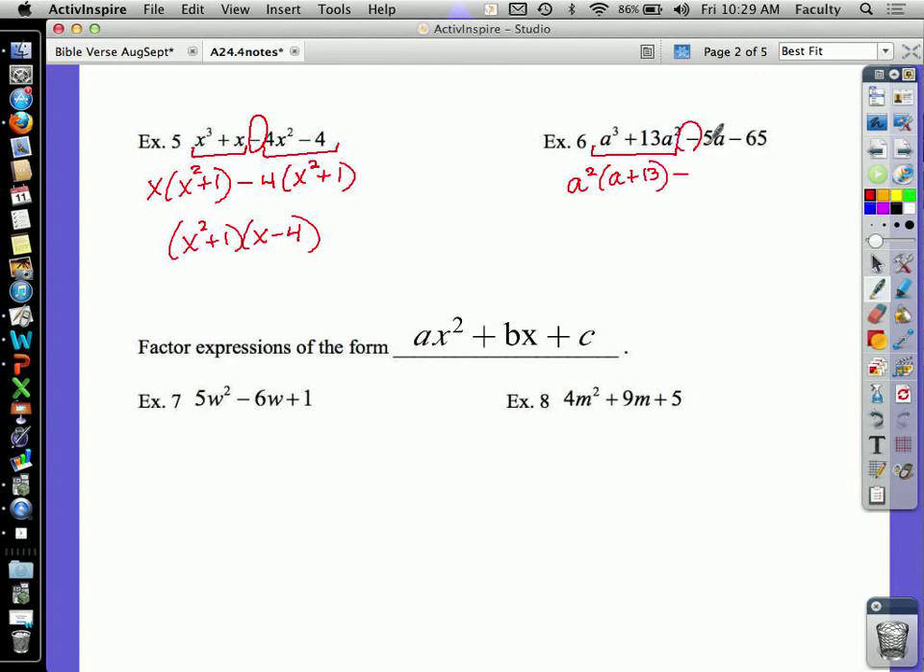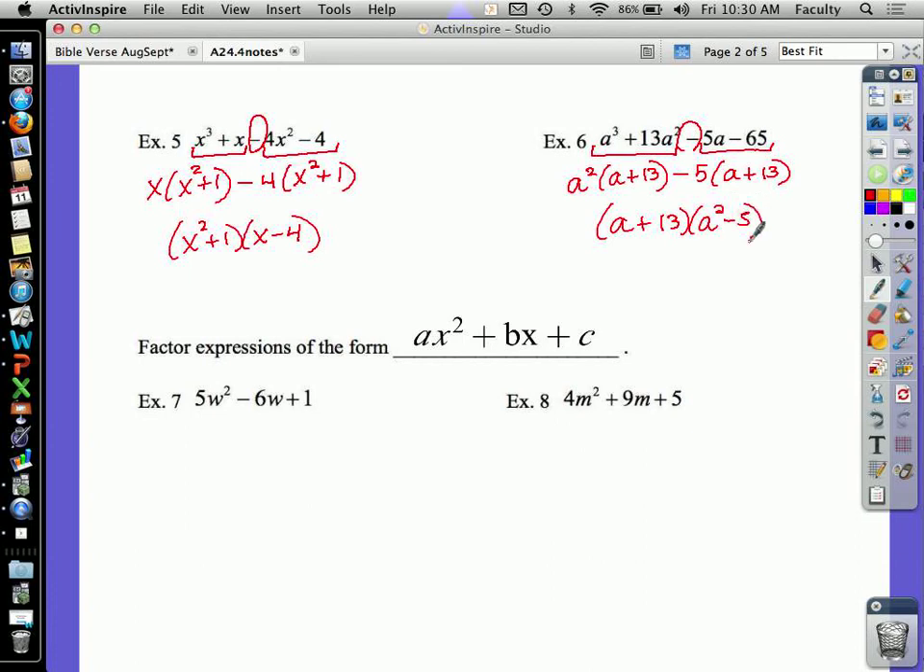I always write down the middle operation sign. The GCF is a 5. Notice it's going to be the opposite sign. And let me give you just a helpful suggestion. If one of them is a plus 13 and I have a minus 13, you made a mistake. You forgot your minus sign and flipped, okay? These should be the same. So then my common factor is a plus 13, a squared minus 5.